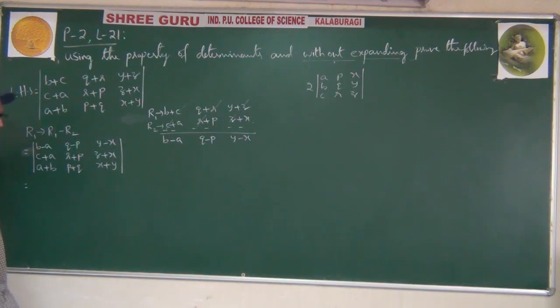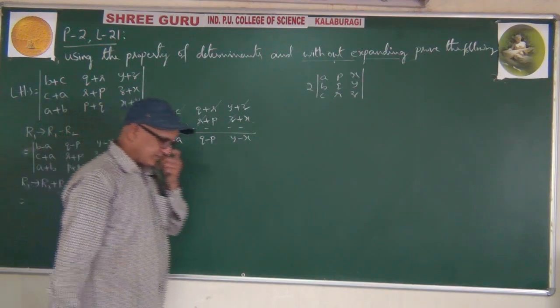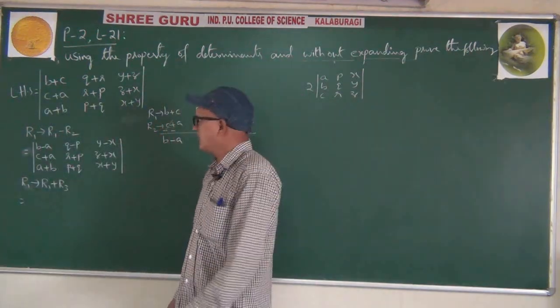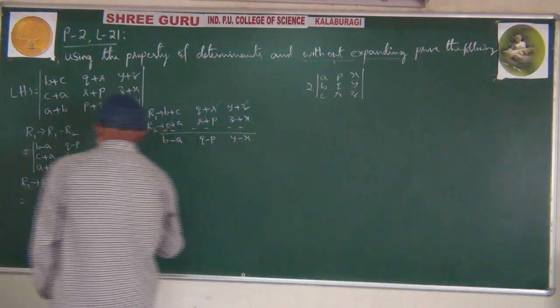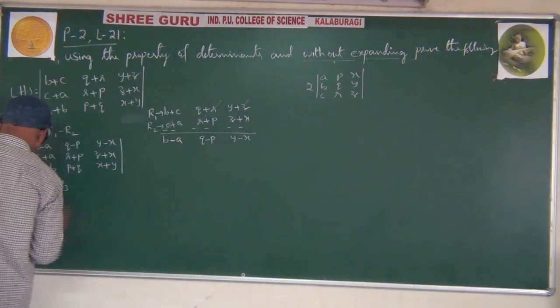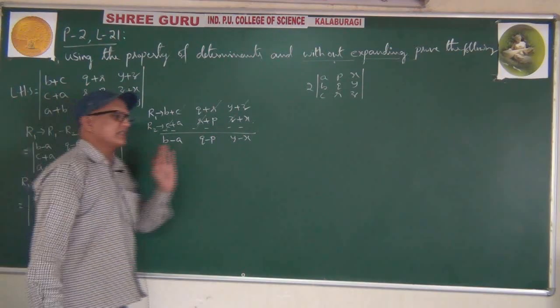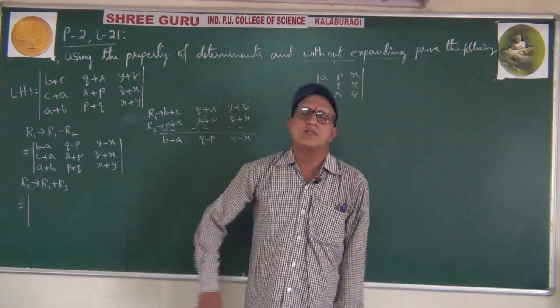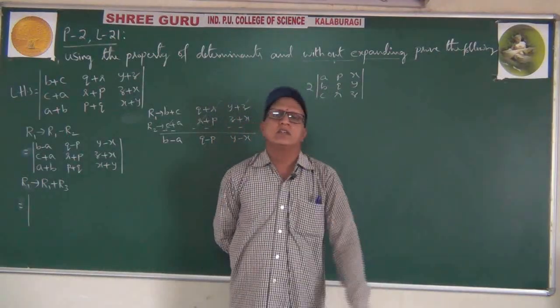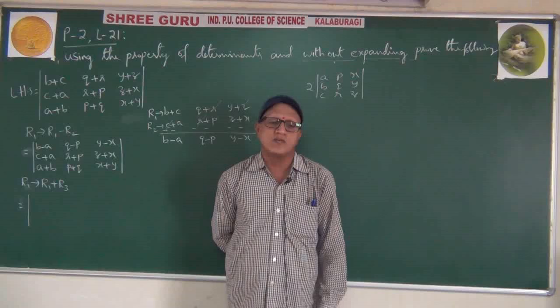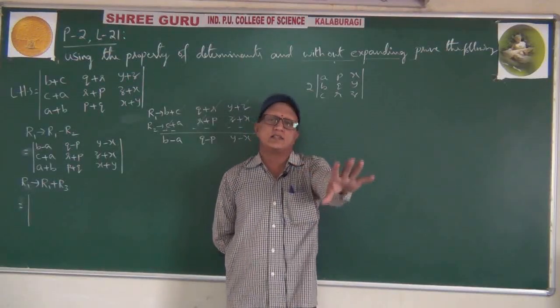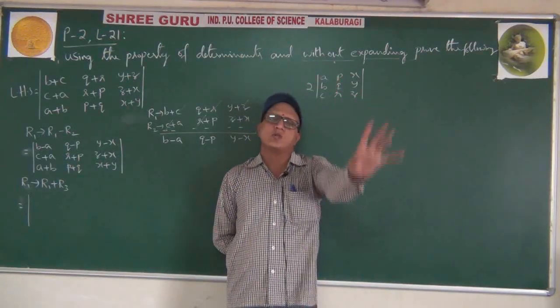Next, what do we have to do? I am going to change R1 again, only R1, with R1 plus R3. Right? Sir, why are you doing like that? I already told you, without losing patience, just keep on listening till the completion of the chapter. I can challenge that by the end of this exercise, you will understand all questions.